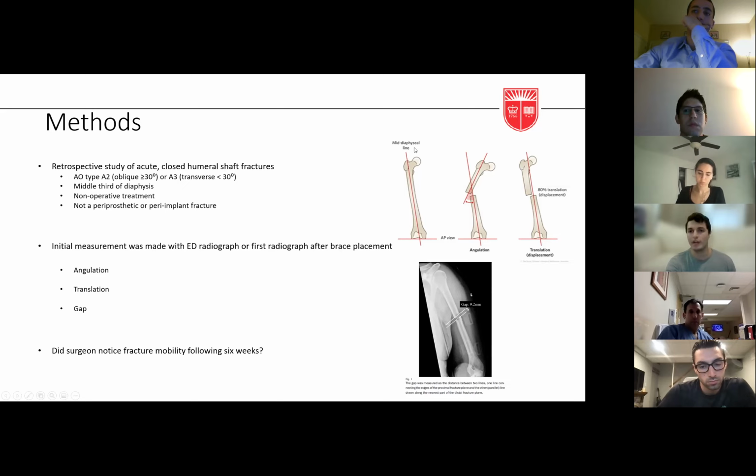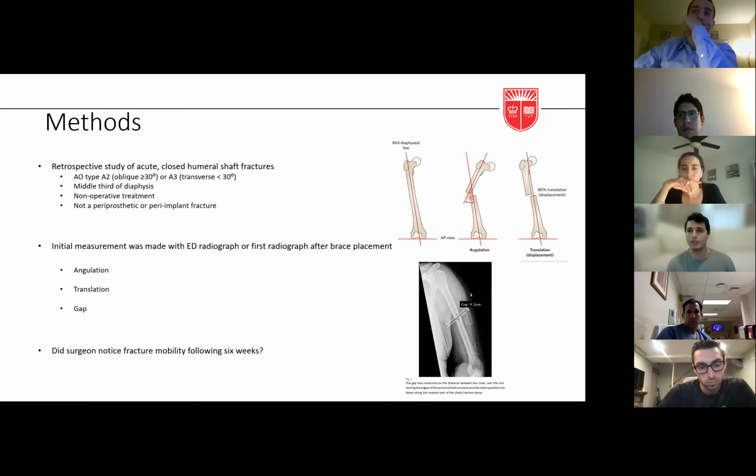Here on the right side, when you're looking at the diaphyseal line, is how you measure the angulation, and over here is how you measure the translation. In their paper they show how they measure the gap, which is by creating 2 parallel lines between the fragments and measuring the distance between them.